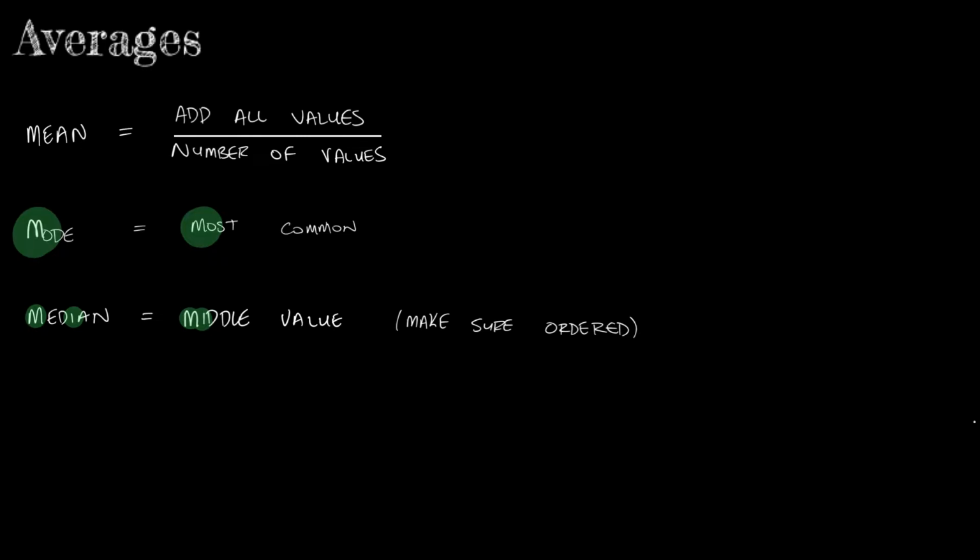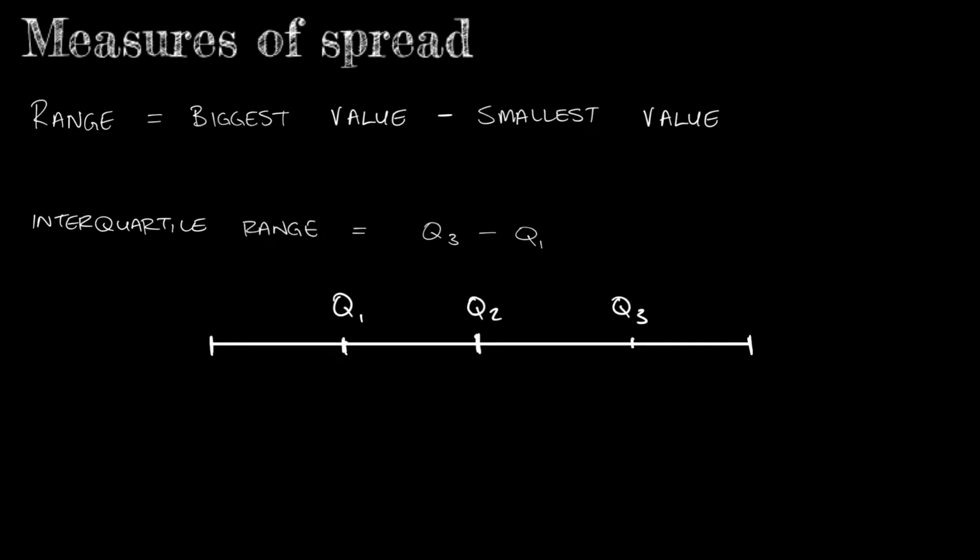That brings us on here to the measure of spread. The measure of spread is basically just measuring how spread out data is. So we need to be familiar with the range, which is the biggest number minus the smallest number. And we need to be familiar with the interquartile range. That's just where we take the data and we divide it up into quarters.